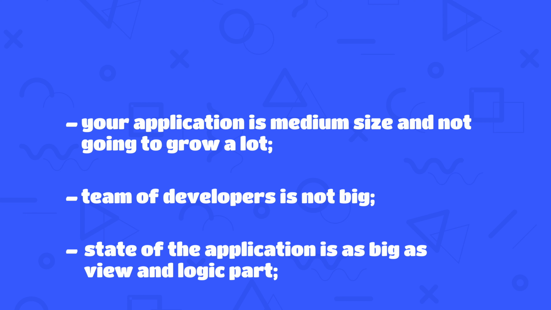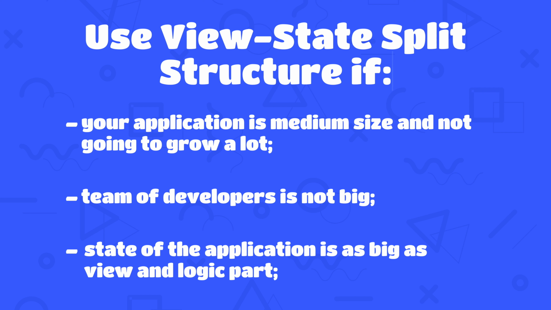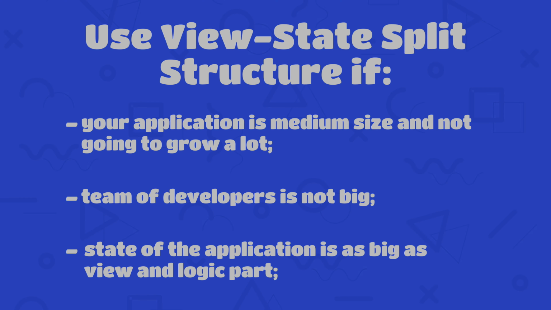So, let's summarize also this structure. In most cases, a view state split approach will be a good solution for medium-sized applications that are not going to grow a lot. If the team of developers working on the project is big, there might be some blocking issues in that case, but if the team of developers isn't very big or the app is developed by just 1 or 2 people, it should be totally fine.